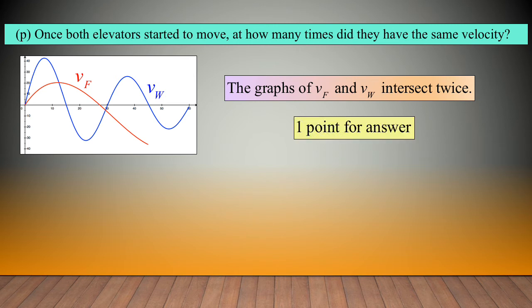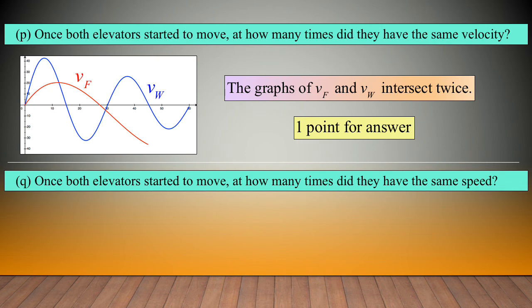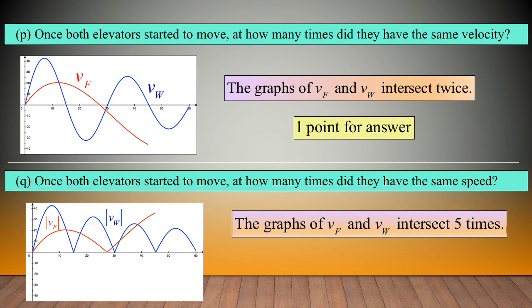There is only 1 point given for this problem for the correct answer of 2. Question Q reads, once both elevators start to move, at how many times did they have the same speed? This is not the same question as P, as we are interested in the same speed rather than the same velocity. So we will now graph the absolute value of our velocities. The absolute value of V sub F in red and the absolute value of V sub W in blue.